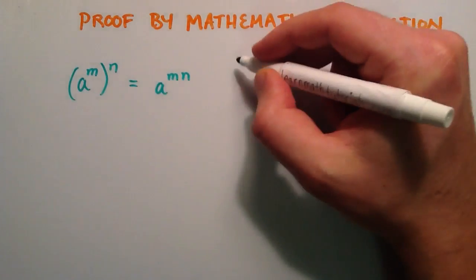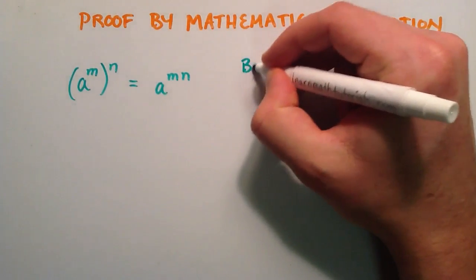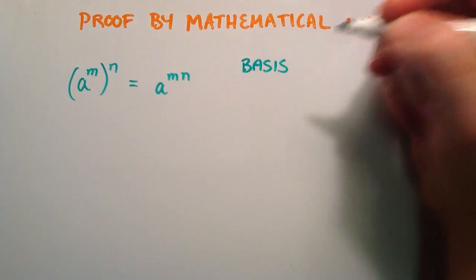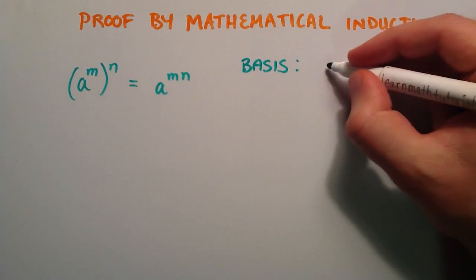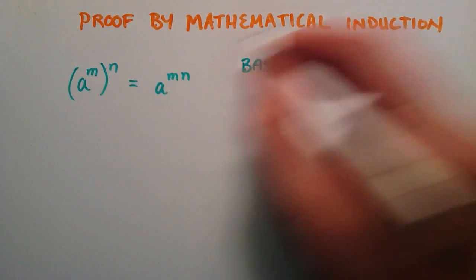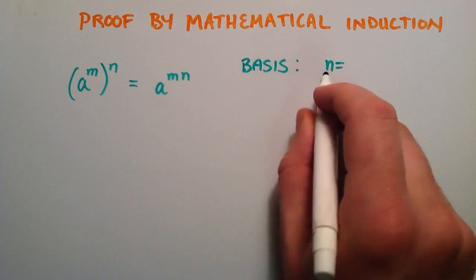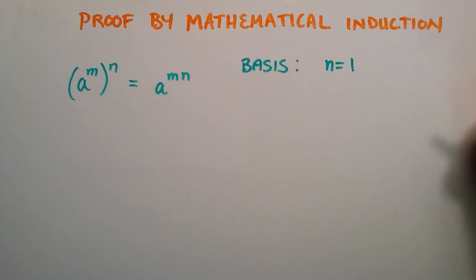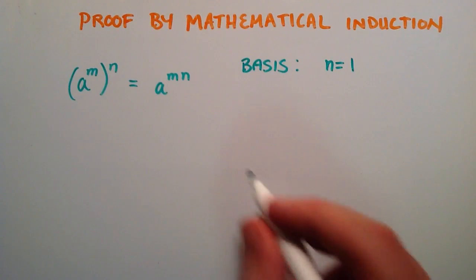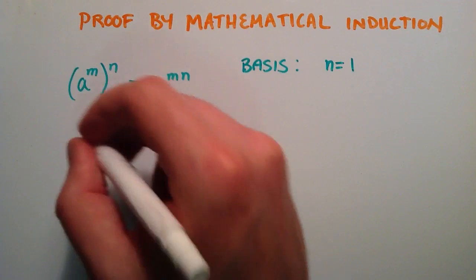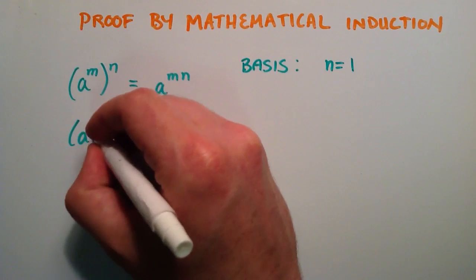So if we're going to do this by mathematical induction, the first thing we're going to do is the basis step. We're just going to check to make sure that this is a true statement for some simple case where n is equal to 1. So we're just going to replace these n's here with the value 1. Let's go ahead and do that really quick.